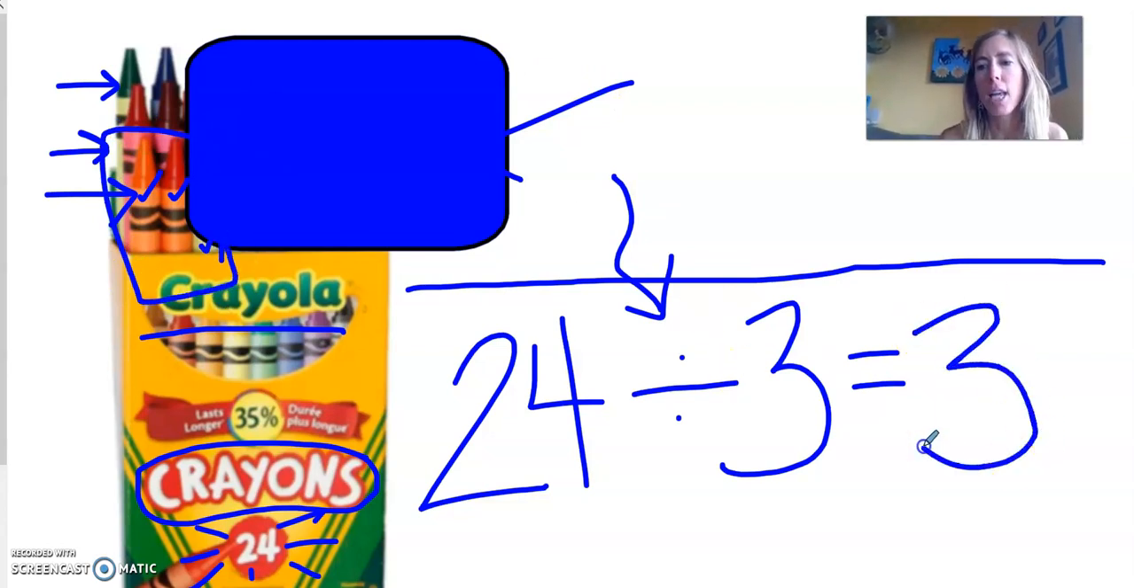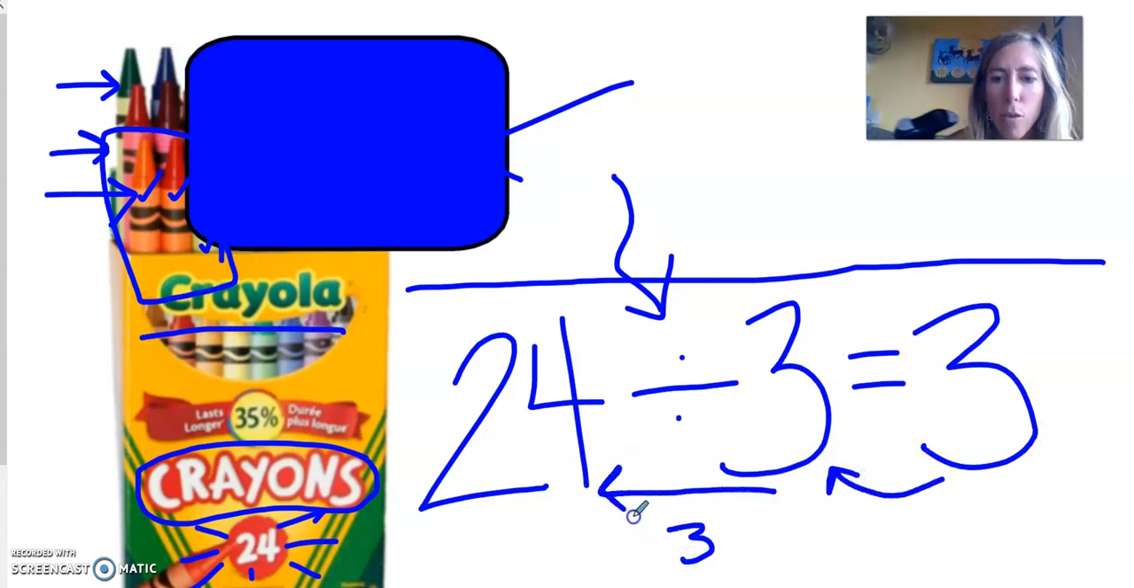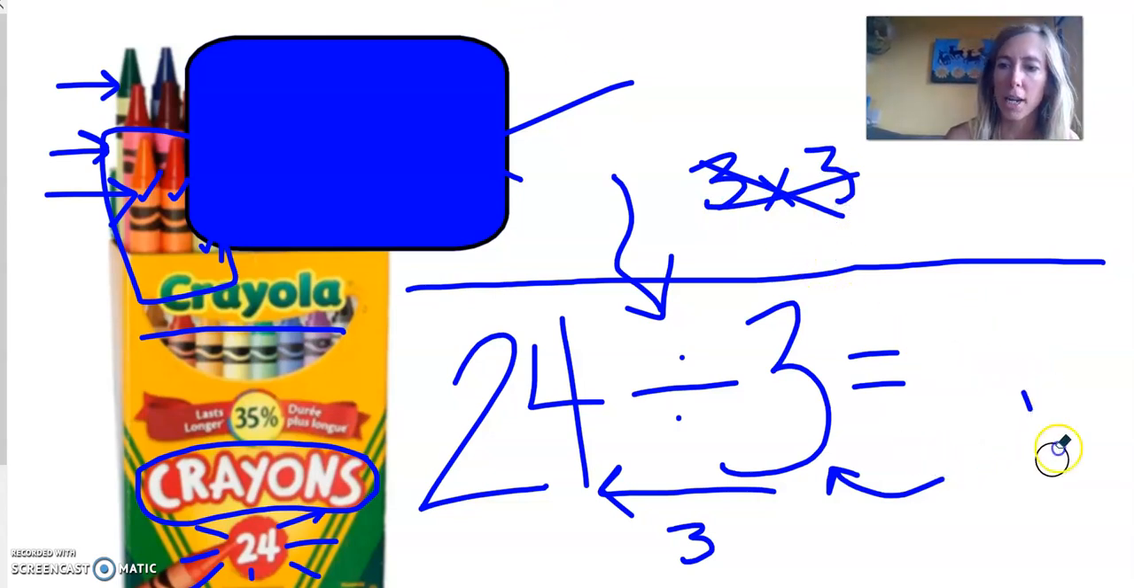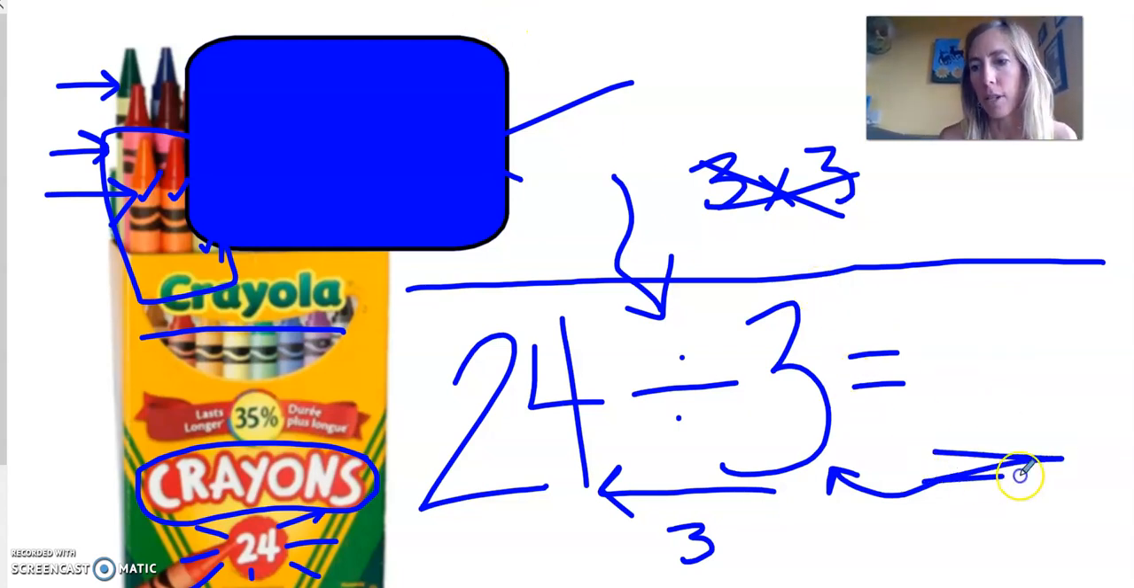I already counted about 3 right here, right? So if I put 3 here, that would mean that 3 times 3 would give me 24. And is that true? Is 3 times 3 equal to 24? No. Okay. So I will need to step it up and say, well, maybe there's 4 in each one. Is 4 times 3 give me 24? No. Okay, so pause video, figure that out. Make a sketch, make a picture, write some equations, and then press play again because I'm going to write the answer. Actually, let's reveal it.